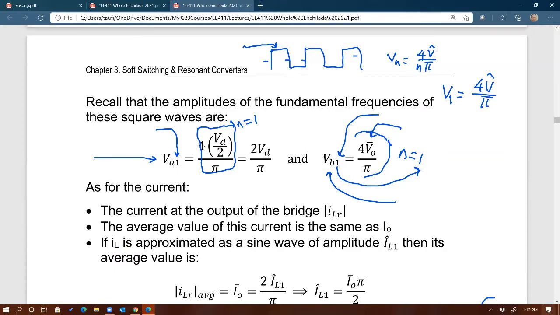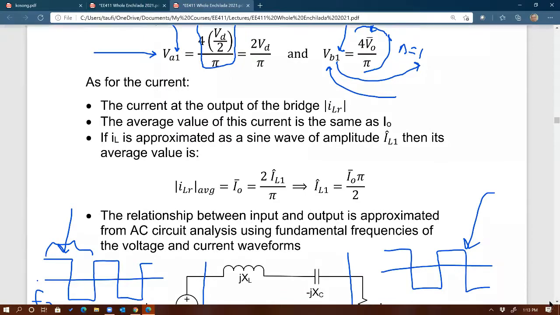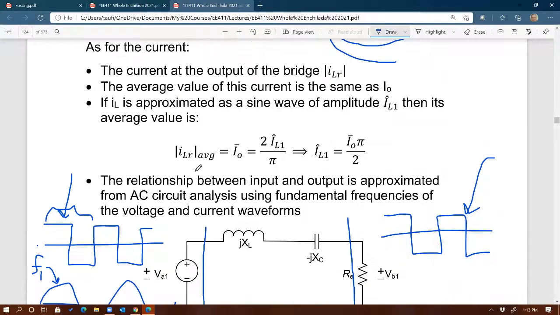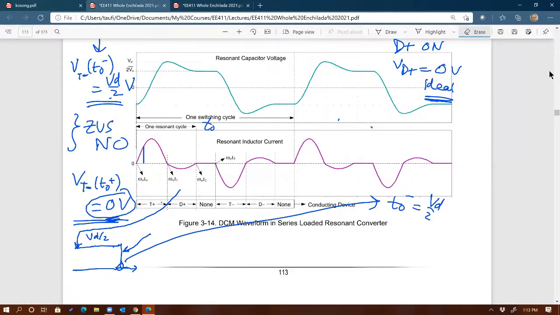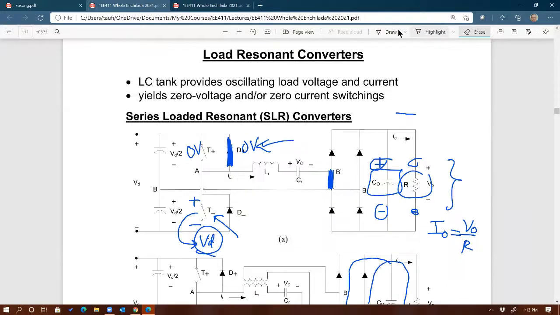So far, so good? All right. And then the current that's flowing to the output. If I go back to this circuit right here, the current that goes through the output is a rectified version of the inductor current.